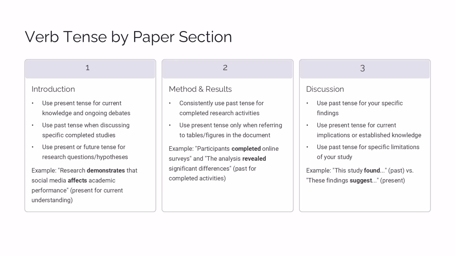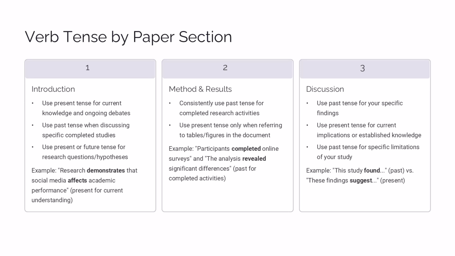When presenting your research question or hypothesis in the introduction, use present tense if you're stating current intentions, or future tense if you're describing what you will do. "This study examines the relationship between social media use and academic performance" uses present tense for current research focus, while "this study will examine the relationship between social media use and academic performance" uses future tense for planned activities.